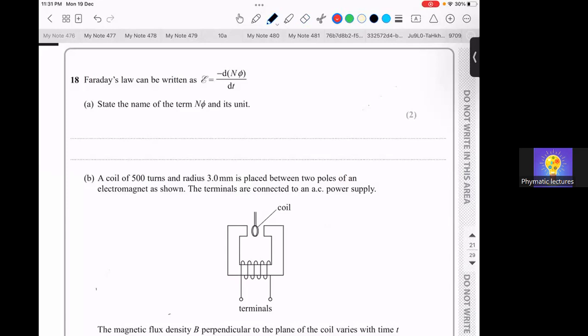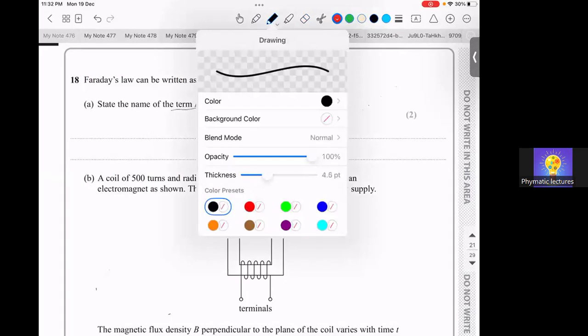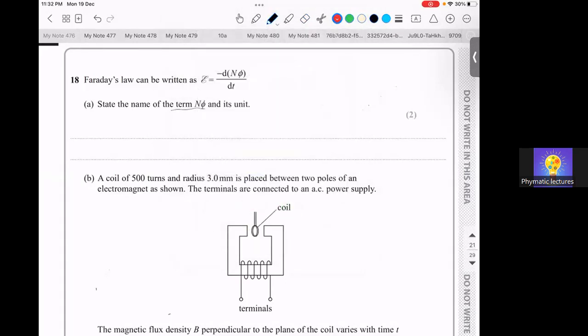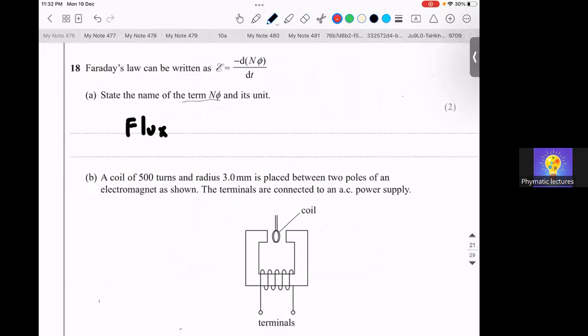In the first part of this question, Faraday's law can be written as the induced EMF is equal to minus d by dt of N phi. State the name of the term N phi and its unit. So what is N phi? According to the definition, N phi is the flux linkage.